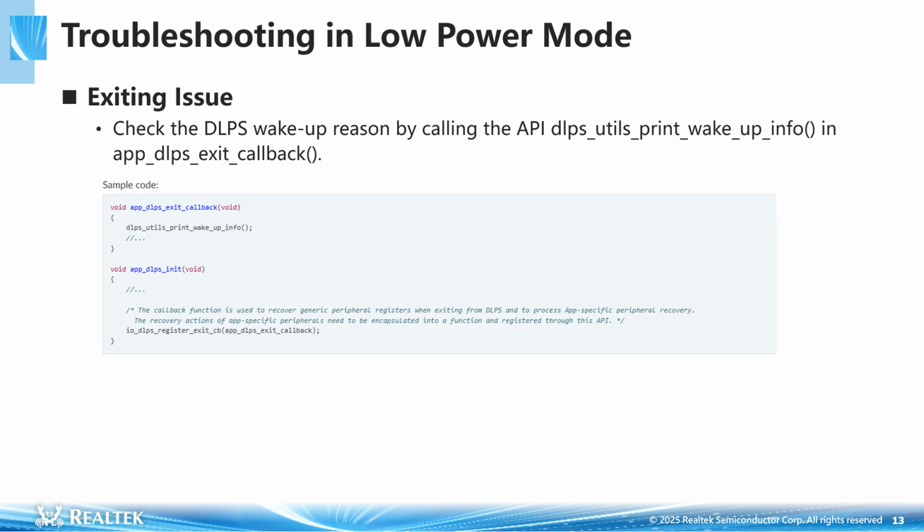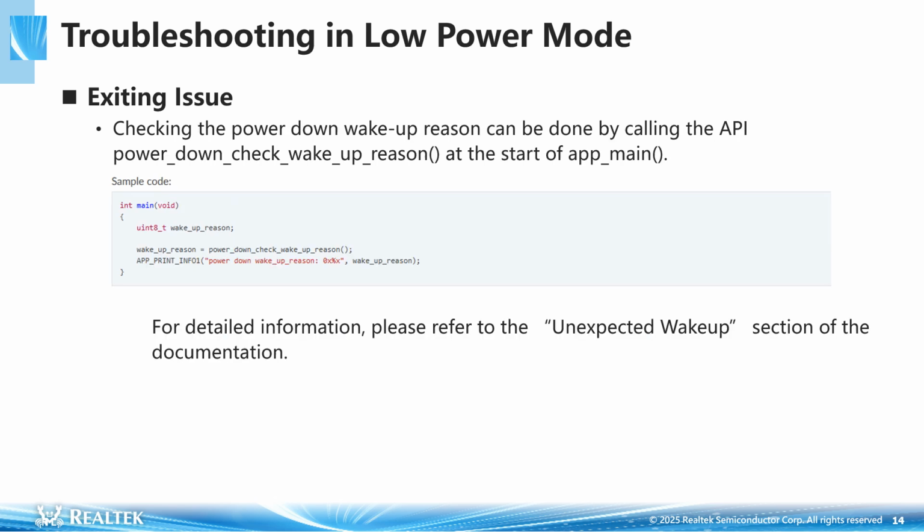When an abnormal wake-up occurs in DLPS, the user can enable DLPS utils print wake-up info within app DLPS exit callback to obtain the wake-up reason. When an abnormal wake-up occurs in power down mode, the user can add power down check wake-up reason at the beginning of app main to obtain the wake-up reason. For details, refer to the Unexpected Wake-up section in the documentation.